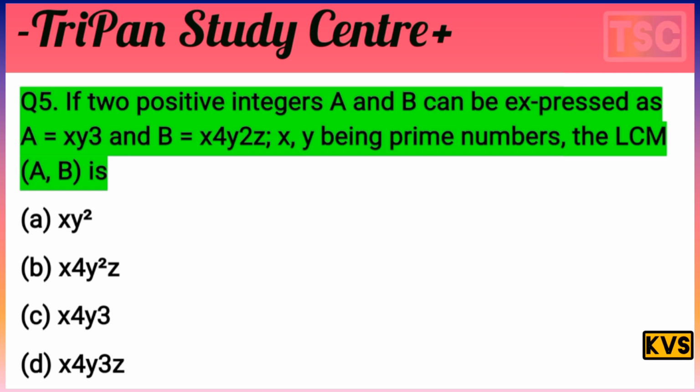Option C, x^4 y^3, is not applicable because z is not present. The LCM must include every prime factor. Option D is the right answer because x^4 y^3 z is correct. The correct answer is D. That's important. Let's see the next question.